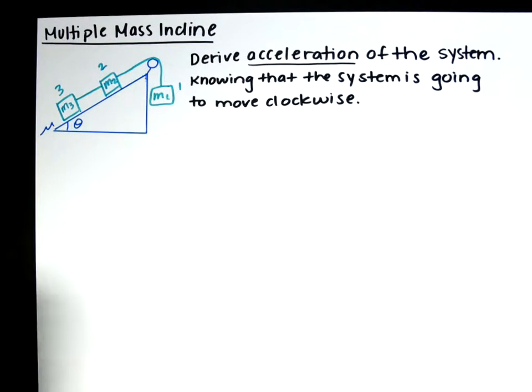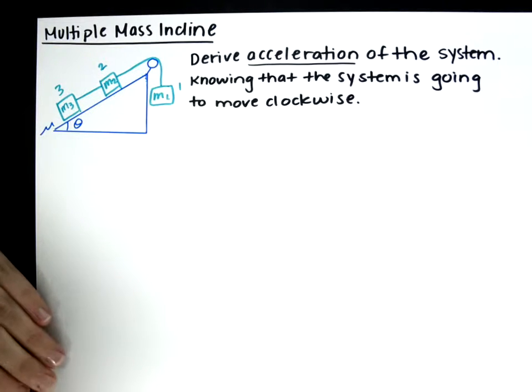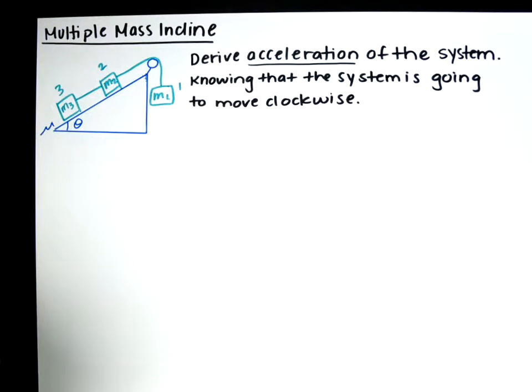Okay, so here's a problem. Multiple mass incline. I want you guys to go ahead and try deriving the acceleration of the system on your own. This is probably as hard of a problem as you will encounter for Newton's second law when there are objects accelerating. So you'll have three separate free body diagrams. You'll notice that the incline does have a coefficient of friction. So I want you guys to go ahead and pause the video now and try to solve for the acceleration on your own.